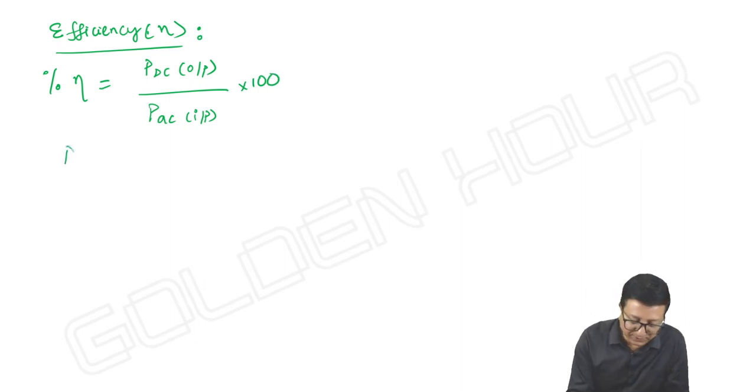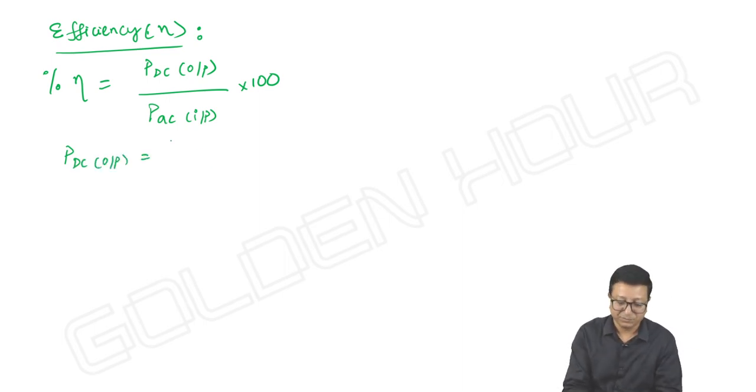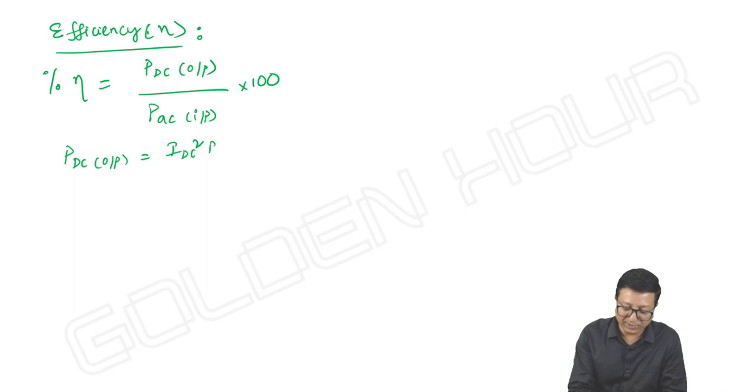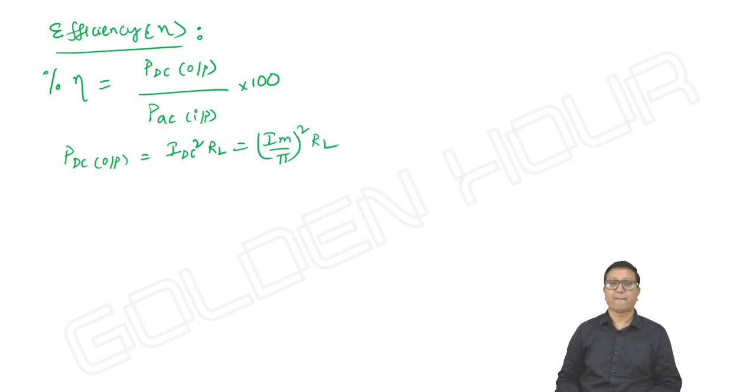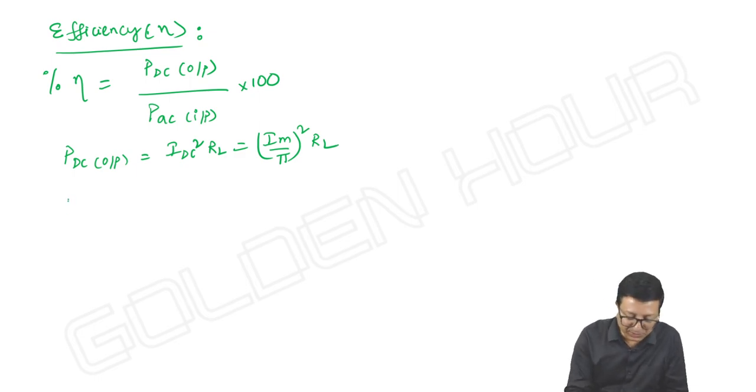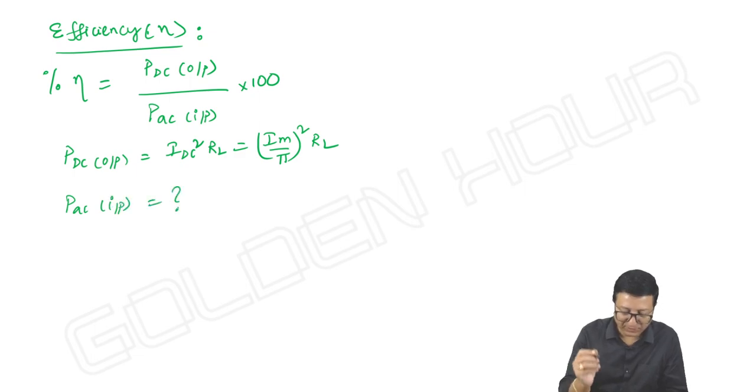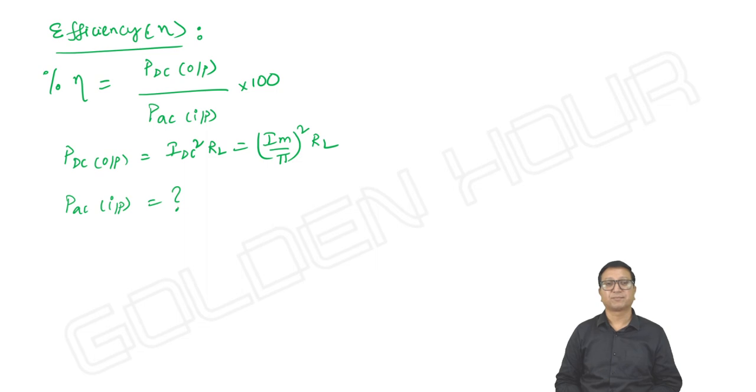And what about the DC output? PDC, DC output, is equal to IDC square into RL. IDC is Im by pi, whole square into RL. Then what about the AC input? That's my question. How do we find it? AC input means.